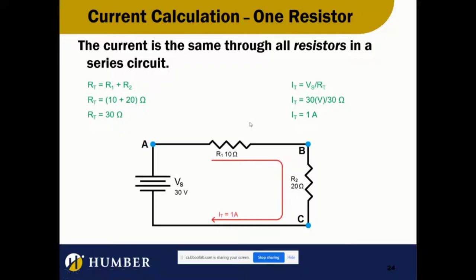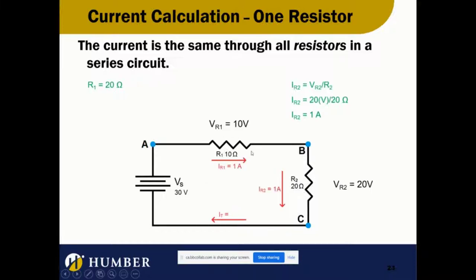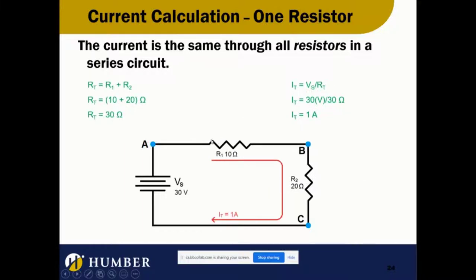And then we can just calculate again and find that the total current is the total voltage over the total resistance. So there's another way of calculating it. However you look at it, Ohm's law works here. We can take Ohm's law for the total, Ohm's law for any specific one, and they're all going to come out to 1 amp.